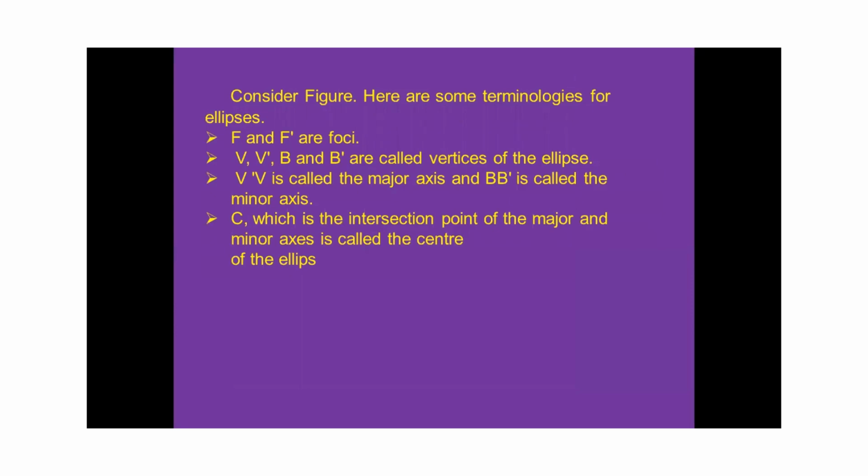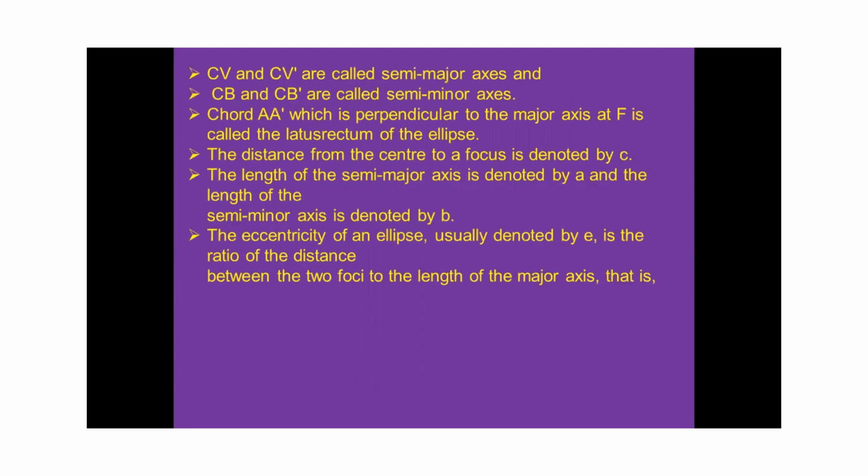These are some terminology of an ellipse. F and F prime are foci. B and B prime are called the vertices of the ellipse. B prime B is called the major axis, and the other is called the minor axis. C, which is the intersection point of the major and the minor axes, is called the center of the ellipse. CV and CV prime are called the semi-major axis, and CB and CB prime are called the semi-minor axis.